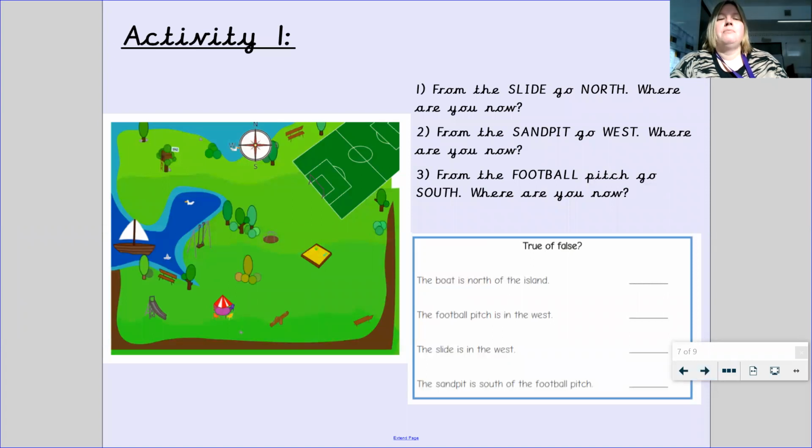Your job today, you need to give directions to find out where you are. So you need to follow the directions to find out where you are. Our first one says, from the slide, go north. Where are you now? So you need to find the slide and travel in a north direction and write down where you are. Then you've got some true and false questions to answer.